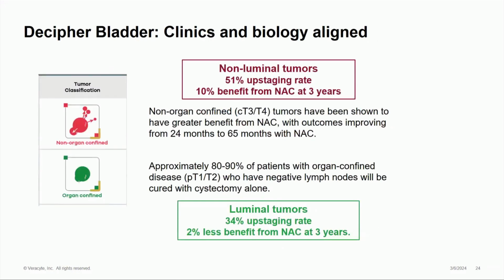And so how does this all tie together? Really, we're starting to see the clinics and the biology aligning, in the sense that the tumors that are more likely to be non-organ confined, have higher rates of upstaging, and benefit more from neoadjuvant chemotherapy tend to be non-luminal. Compared to the luminal tumors, which tend to be more organ confined, so a lower rate of upstaging, and generally we're not seeing a lot of benefit from neoadjuvant chemotherapy. Again, this is all retrospective data. We don't have prospective data to support this, but I think it's definitely leaning in that direction.